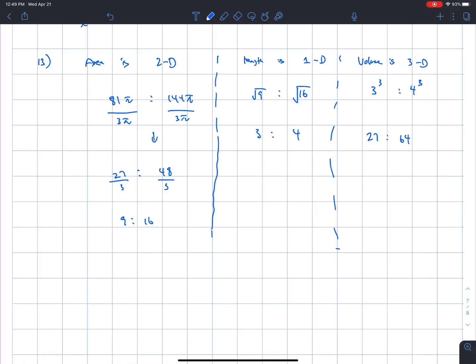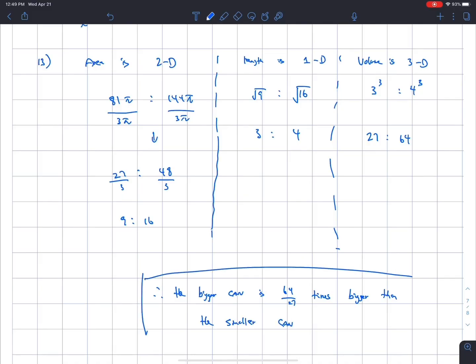How much bigger compared to the smaller can? So now we can say that therefore the bigger can is 64 over 27 times bigger than the smaller one. So that's 3.5.